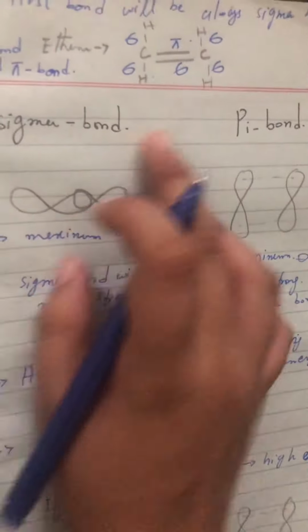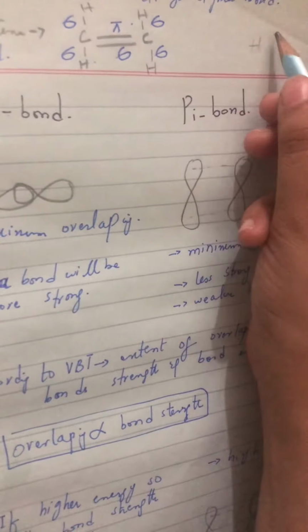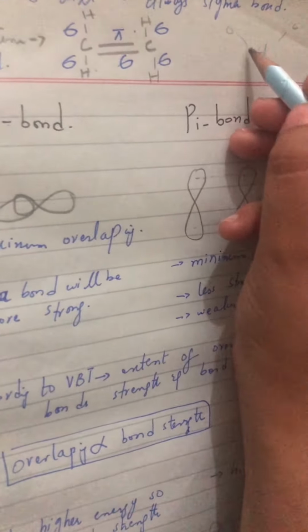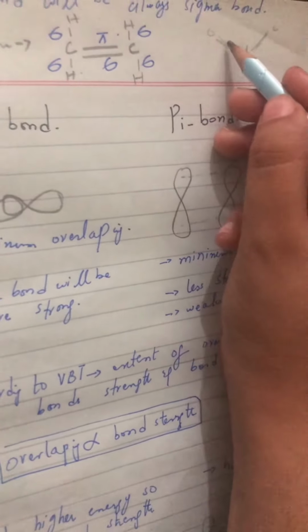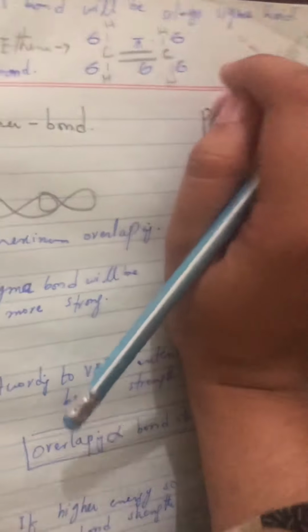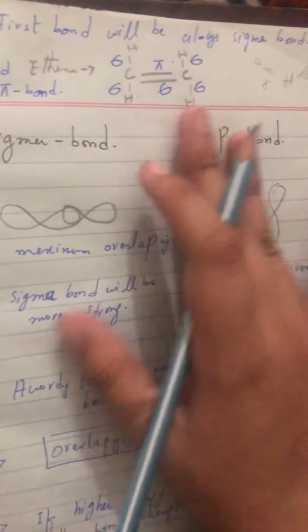As you can see, water is like this, H, O and H. Here there will be only sigma bonds, because only the first bond is there, so there is no pi bond in water. So the first bond will always be a sigma bond. So that was the characteristics of sigma bond and pi bond.